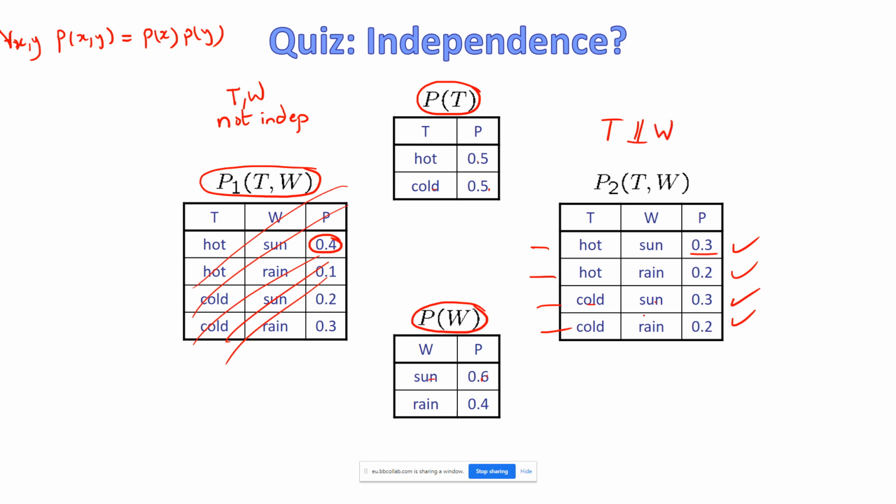In this model, T and W are independent. In that model, T and W are not independent. These are two different models. One is modeling T and W to be independent, which is P2, and the other is not, which is P1. Okay, I hope that now the concept and how we check it are both clear.